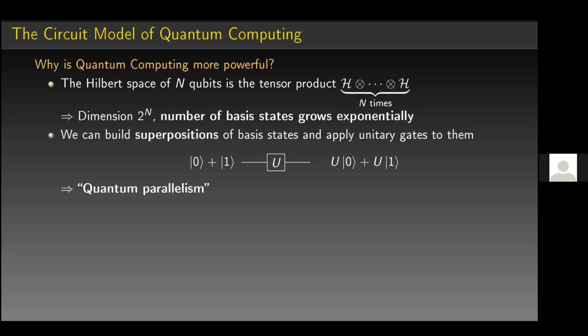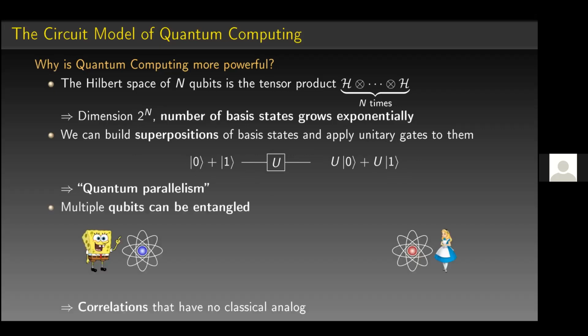The second thing, which I've already mentioned a couple of times, is that you can build superpositions of your states. So your qubit can be in a superposition between the 0 and 1 state, and you can send the superposition through the quantum gate and apply it to each constituent of this state of the superposition in basically one operation. So if I send this superposition state through here, I can apply my unitary U on both states at the same time. That's sometimes referred to as quantum parallelism.